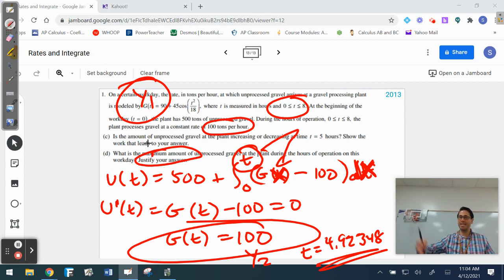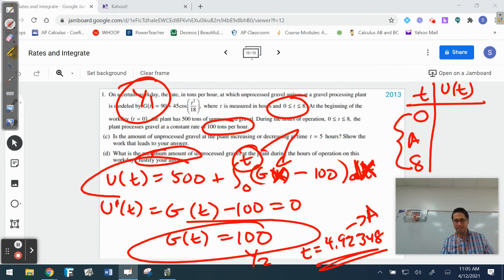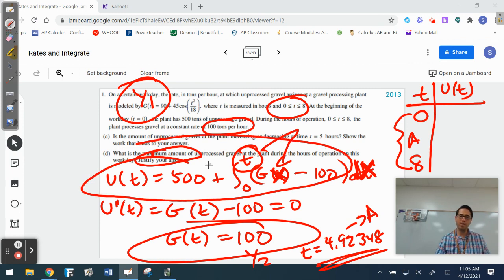And remember, to get your answer, it's going to say to justify. This is the same on every test. So to justify it, I've got T and the total amount of unprocessed gravel, U of T, and my answer could be the endpoints 0 and 8, or alpha A, 4.92348. I plug these 3 into the unprocessed gravel. 500 plus 0 to 0 is 500. 500 plus the integral from 0 to A would be 635.376. And then if I go from 0 to 8, the entire workday, it's 525.